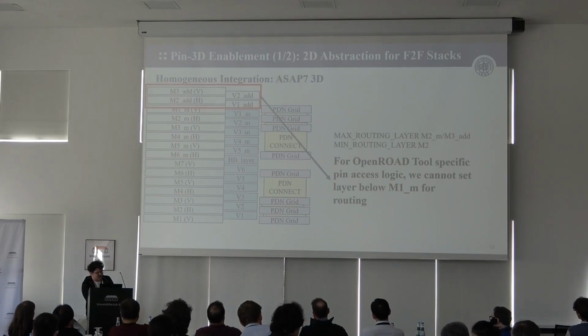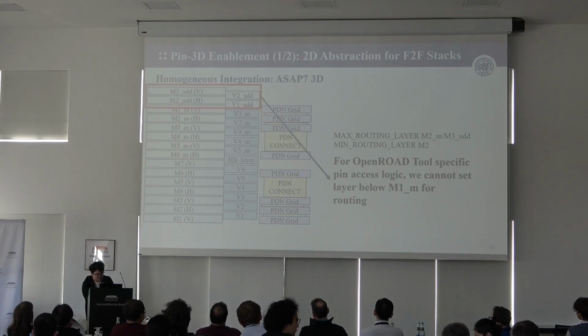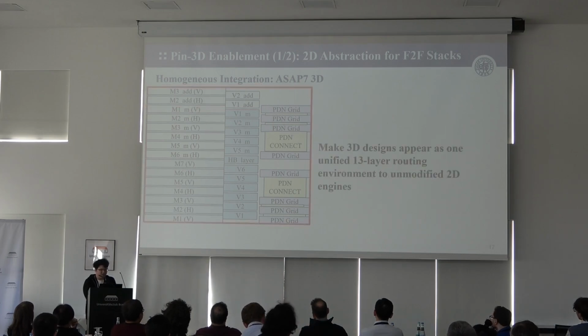Some extra routing layer handling is needed to match the OpenROAD pin access assumptions. But the key point here is that the flow still runs with standard 2D engines. Overall, this abstraction makes a 3D design appear as one unified 13-layer environment to unmodified 2D engines.